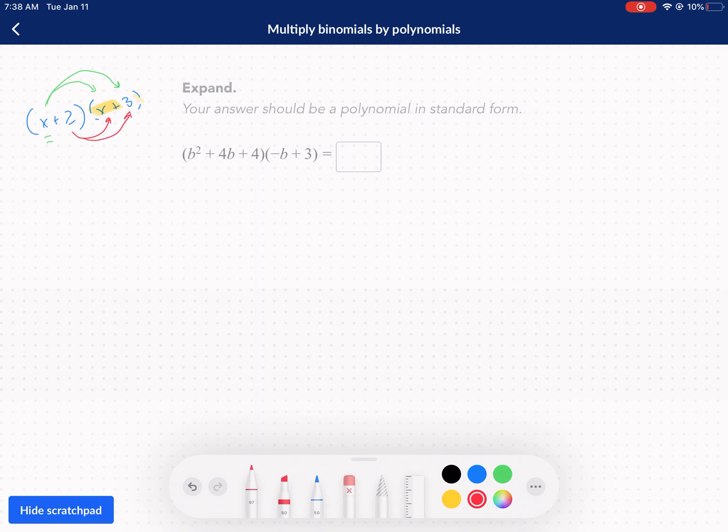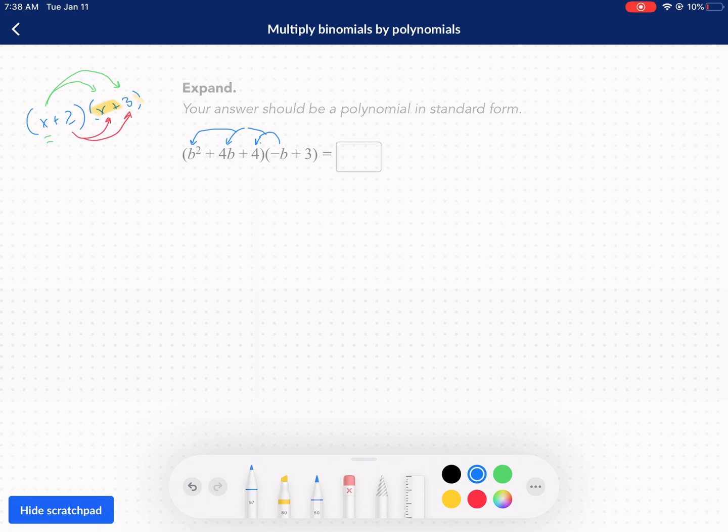But what if we have 3 terms, like we have in this problem? I like to start with the smaller one, even though the first one is the bigger one, and distribute those, but it honestly doesn't matter. I'm going to take the one with fewer terms. This is a binomial, and this is a polynomial, a trinomial. I'm going to multiply this first negative b by each one of these terms, to match it up with each term in the other parentheses.